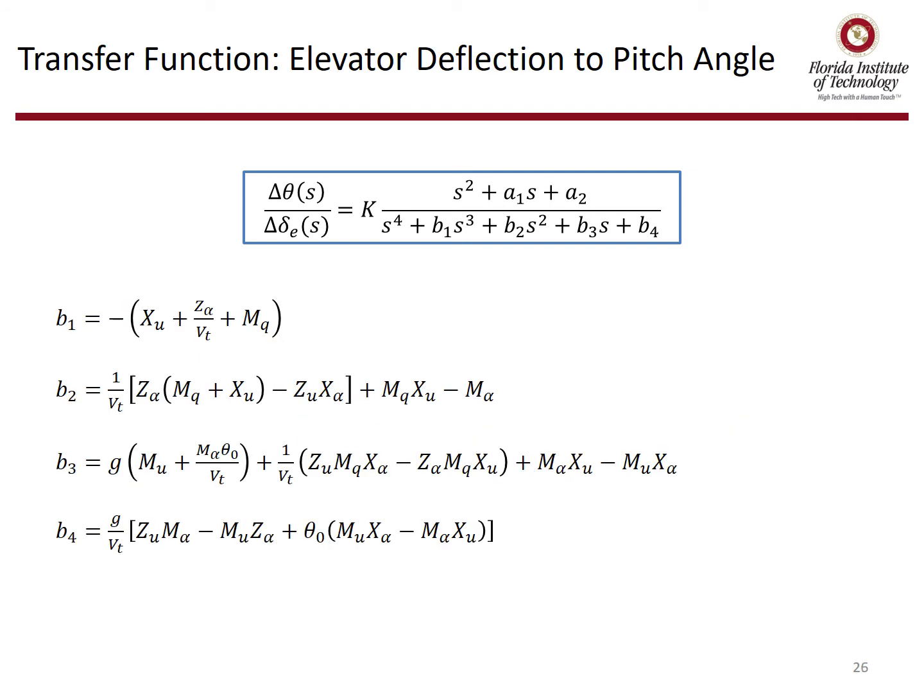Likewise, the denominator coefficients B1, B2, B3, and B4 are also defined here. We often show transfer functions with these constants A's and B's as numbers like 6.2 or 7.4, but often students have no idea where the number 6.2 or 7.4 came from. Well, now you can see these coefficients are based on actual stability and control derivatives and other parameters like true airspeed and theta 0, etc.